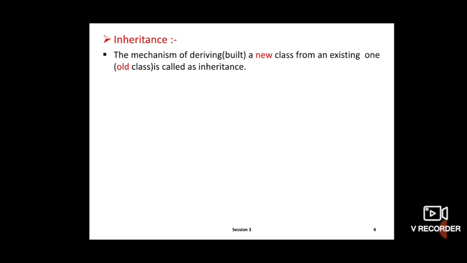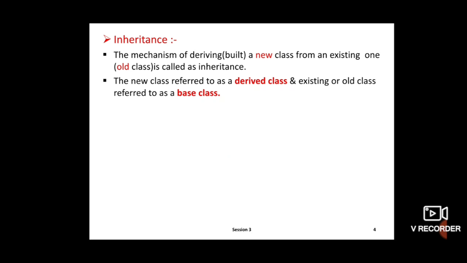What do you mean by inheritance? Inheritance is the mechanism of deriving, means building a new class from an existing one. Existing one means the old class. This is the definition of inheritance. The new class is referred to as a derived class, and the existing or old class is referred to as a base class. This is called inheritance.